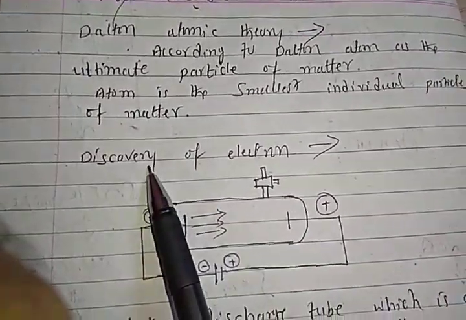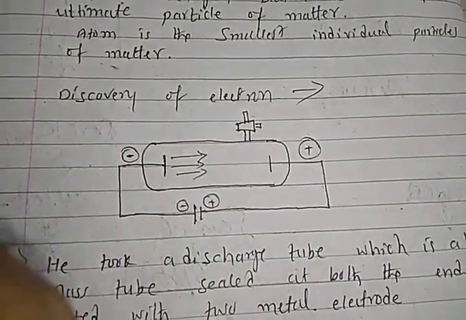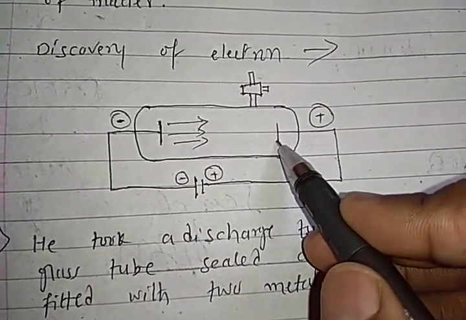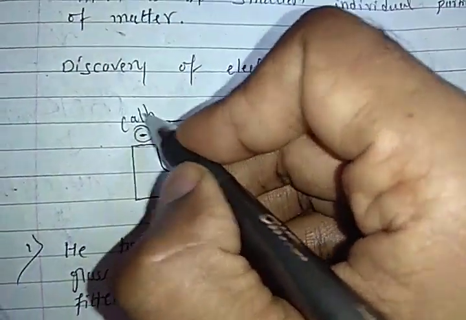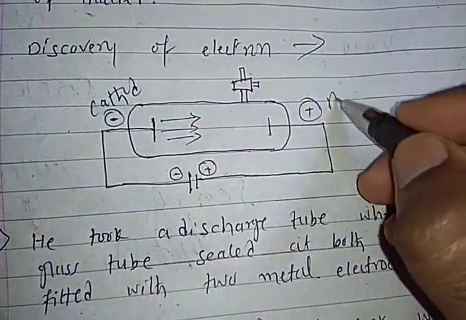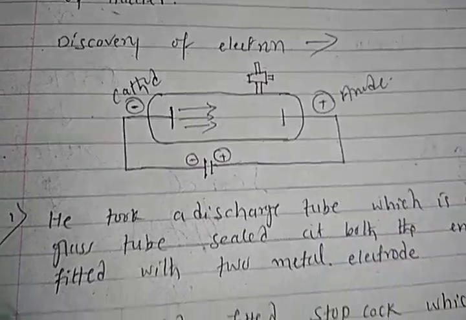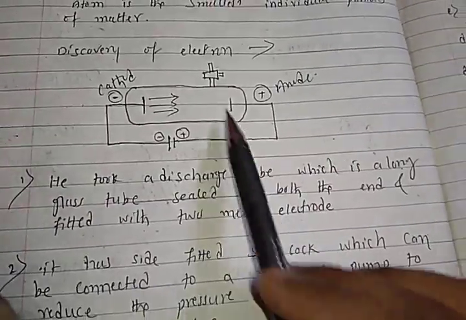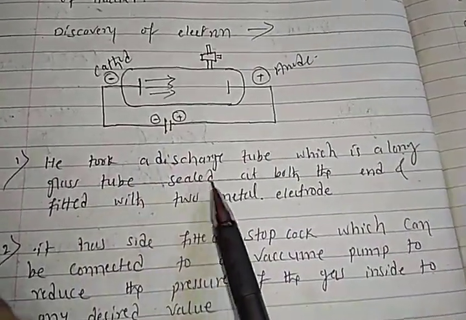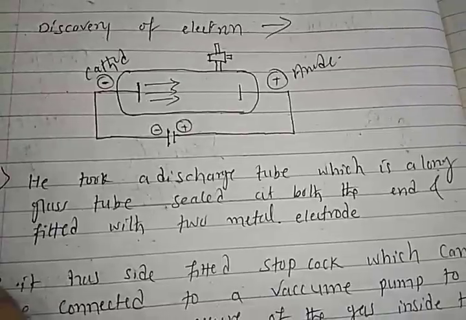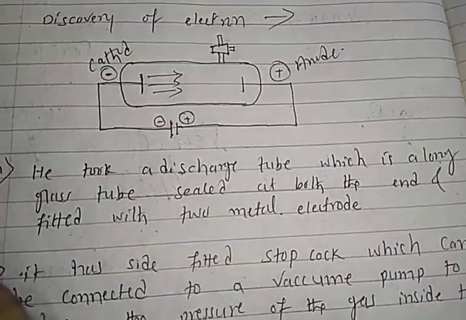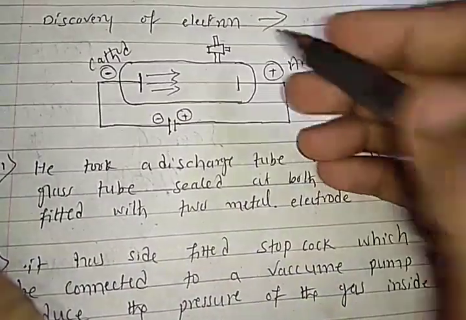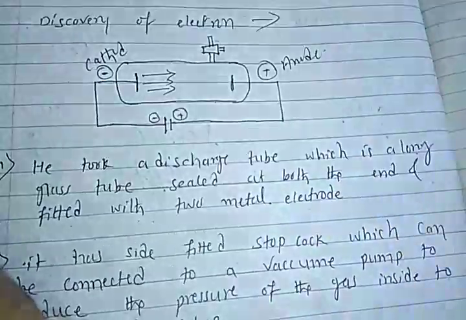So next, the first topic is the discovery of electrons. This is a glass jar in which we have inserted two electrodes. One is the cathode, negatively charged, and the other is the anode, positively charged. So he took the discharge tube. This is a discharge tube, a glass tube sealed at both ends and fitted with two metal electrodes.